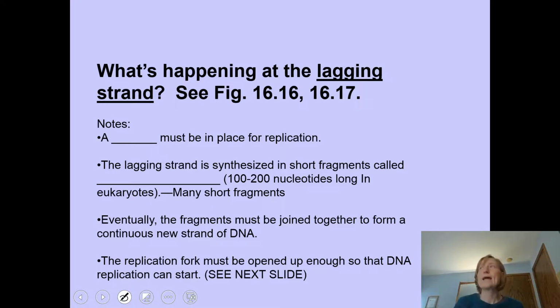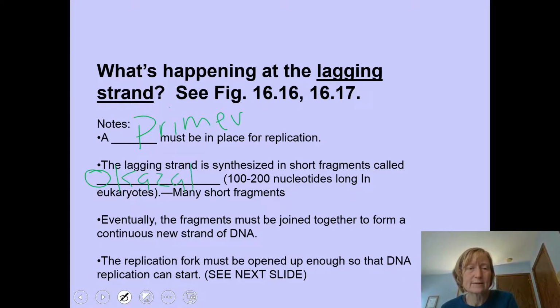So in order for any DNA replication to happen, in order to start replication, we always need a primer. So a primer must be in place. We have to build a primer first. That's made up of RNA. The lagging strand is then synthesized in short pieces or fragments. These short pieces are called Okazaki fragments. They're named after the person who discovered them, all right?